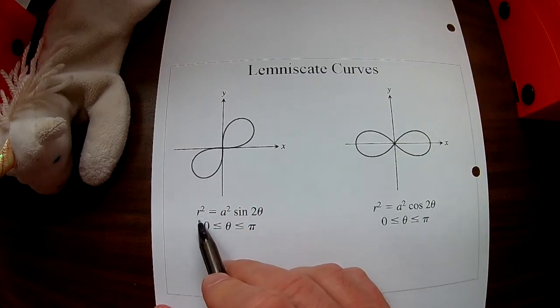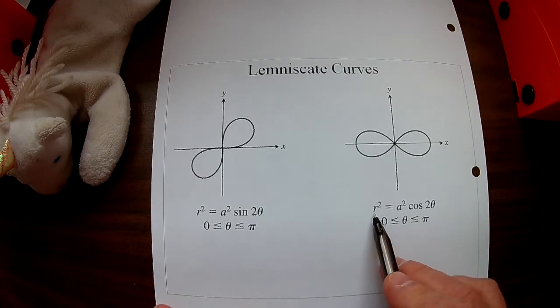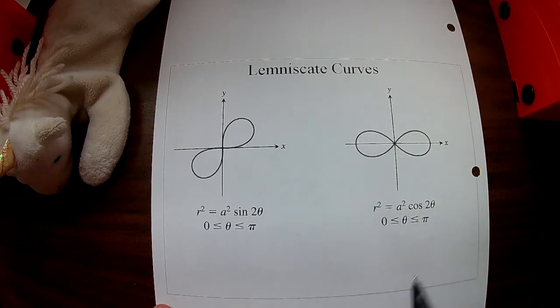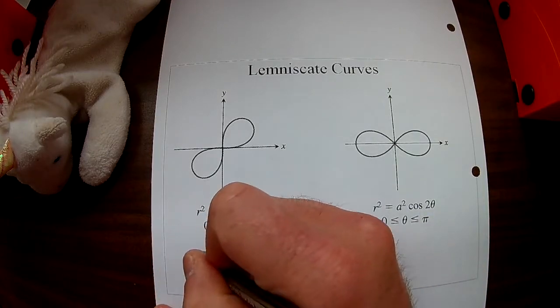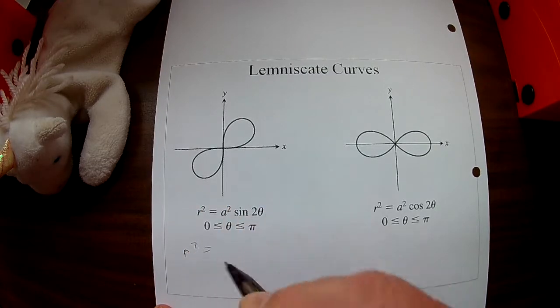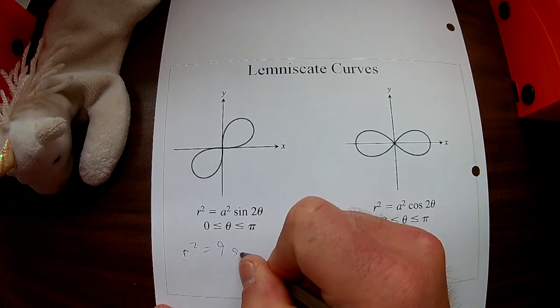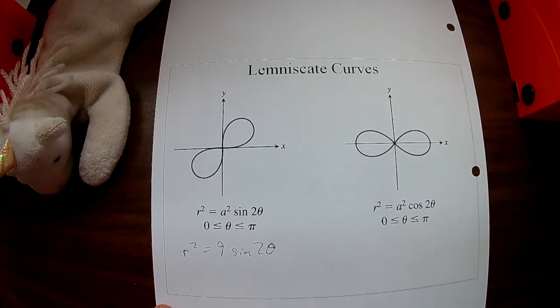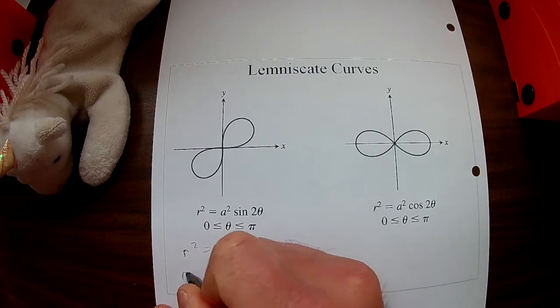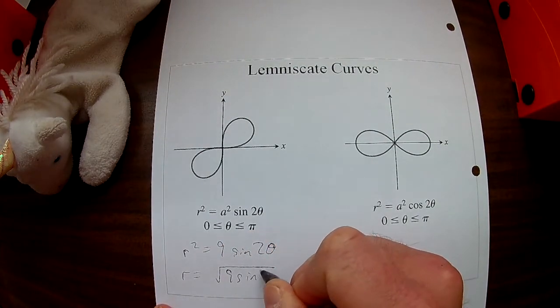But anyway, lemniscate curves are in the format of r squared equals a squared sine of 2 theta, or r squared equals a squared cosine of 2 theta. Just looking at that, I might have r squared equals, let's take the number 3, square it, we get 9 sine of 2 theta. Bad part here is now I've got r squared, so in order to solve this for r, I have to square root, which is going to be r equals the square root of 9 sine of 2 theta.